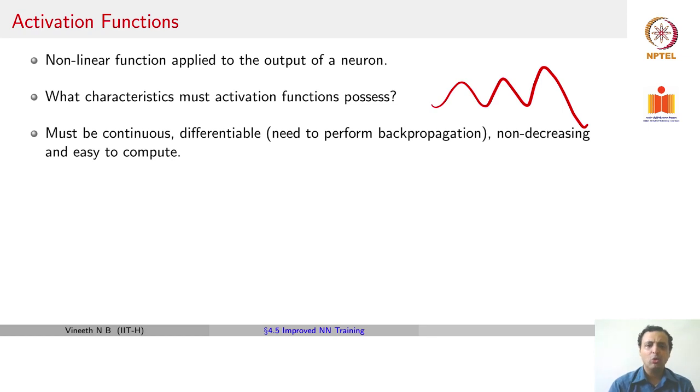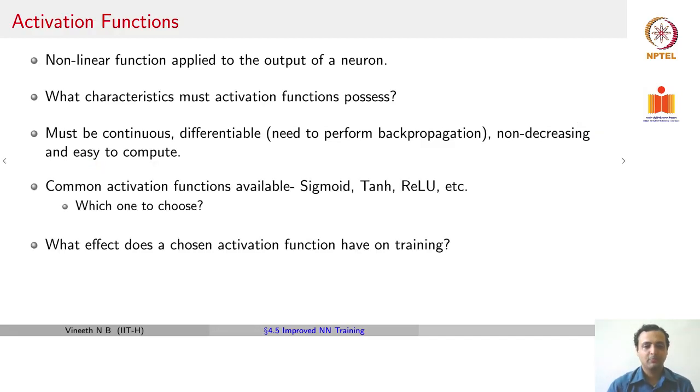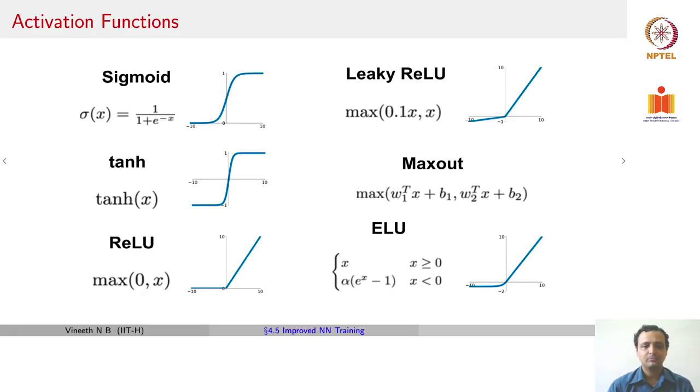And obviously, you also want it to be easy to compute. Remember, anything hard to compute is going to make your neural network slower. Common activation functions that we have seen are sigmoid, hyperbolic tangent, rectified linear unit, and so on. Which one do you choose? Does any of these activation functions have a specific effect on training? We're going to see that over the next few slides.